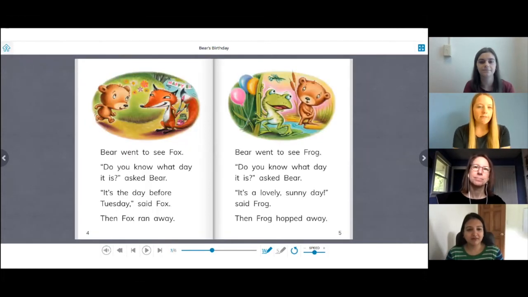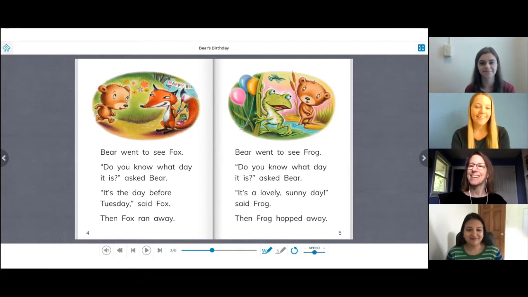Bear went to see Fox. Do you know what day it is? Asked Bear. It's the day before Tuesday, said Fox. Then Fox ran away. Is Fox hiding something? Yeah, Fox has paintbrushes behind him and a happy birthday sign back there.